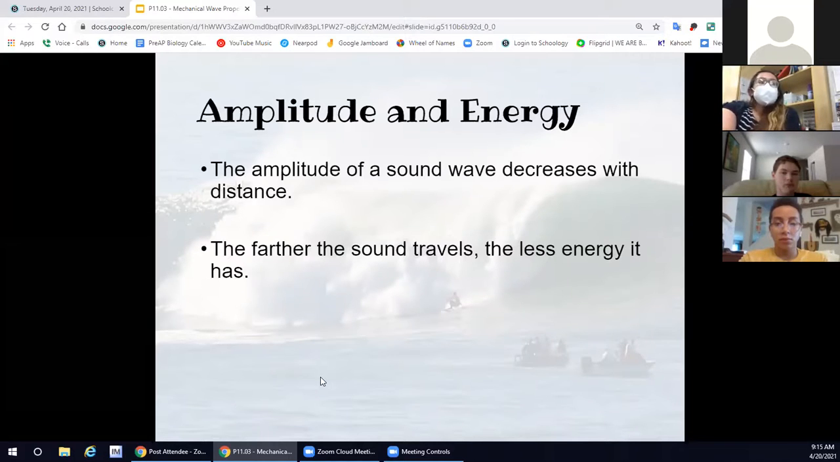The farther the sound travels, the less energy it has. And that kind of makes sense. If I'm talking from one corner of the room, obviously you're going to be able to hear me if you're standing in that corner with me. Versus if I'm talking in one corner of the room and you're way over there on the opposite corner, you're not going to be able to hear me as well, because by the time my sound gets to you, it doesn't have the same energy as it does when I first started talking.